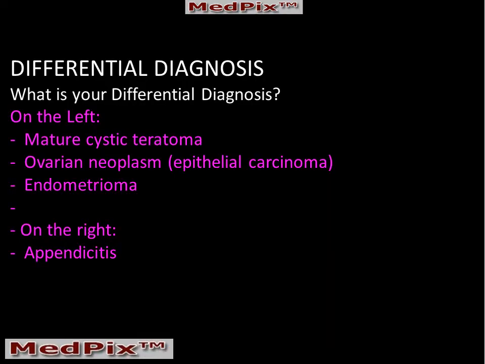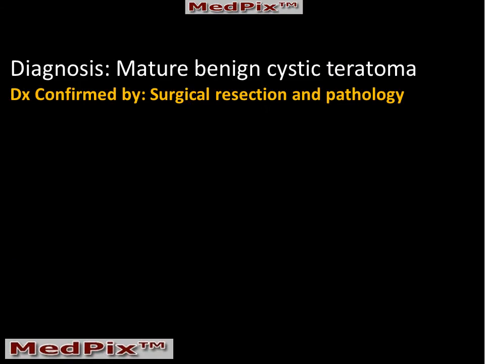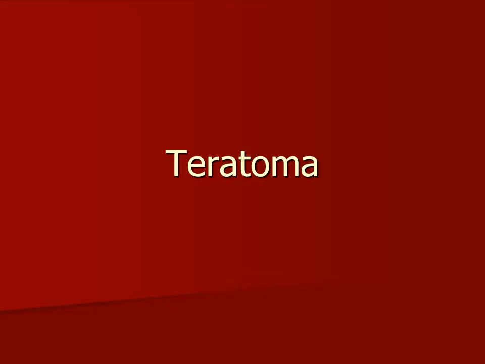So this is a patient who has a twofer. The patient has a mature cystic teratoma, and the patient also does have appendicitis. This was confirmed by surgical resection. So what is a teratoma?